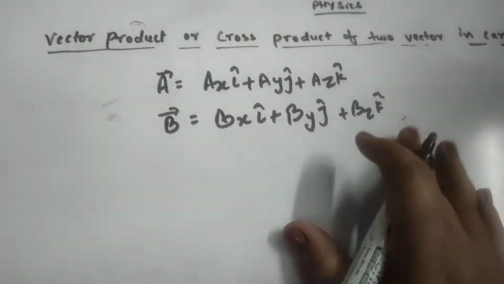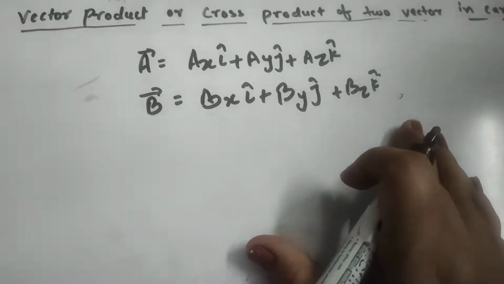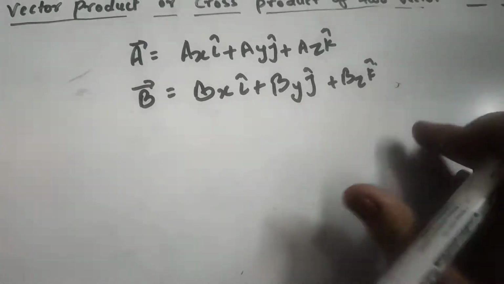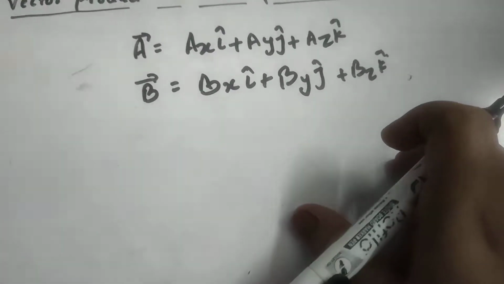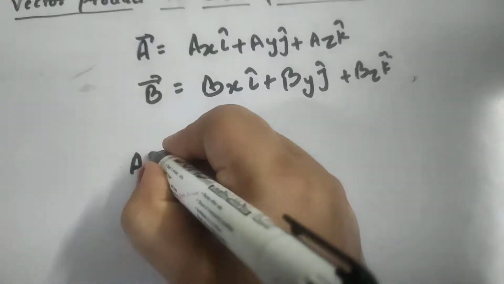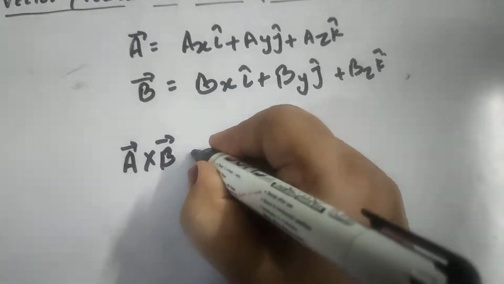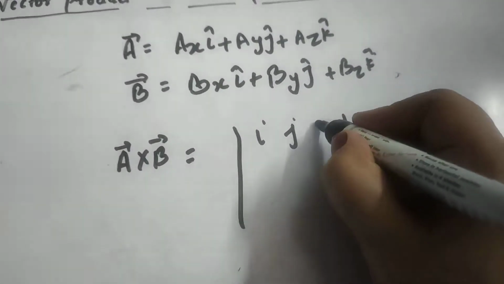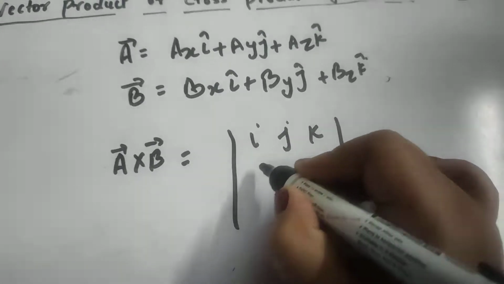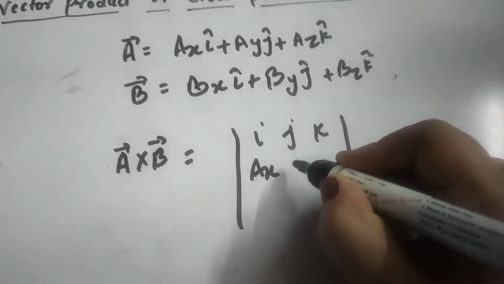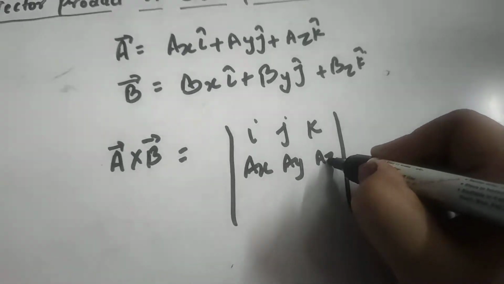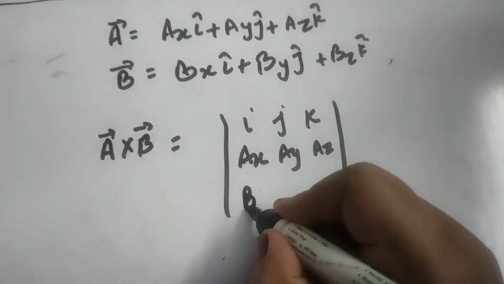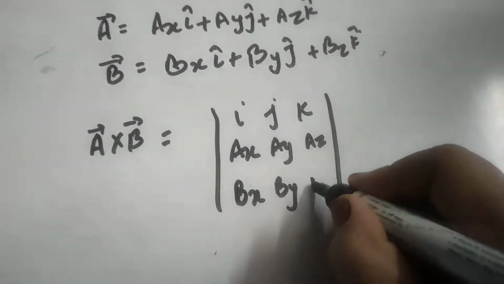Now, to find the vector cross product of two vectors, we can either simply cross multiply these two vectors or use the determinant method. I will use the determinant method because it is the easiest. So A cross B, by the determinant method, we write i j k. Firstly we write the coordinates of vector A, that is ax, ay, az, and then the coordinates of vector B, which are bx, by and bz.